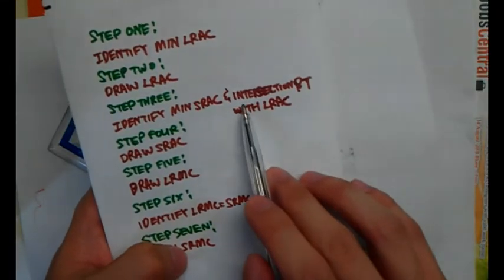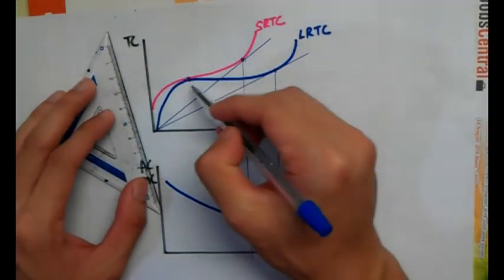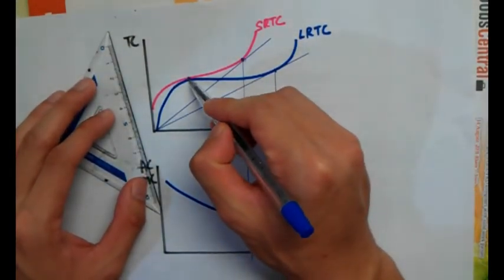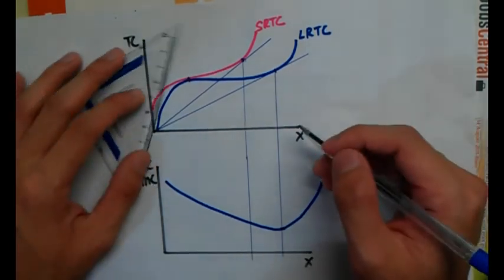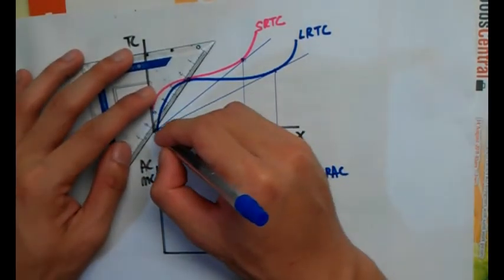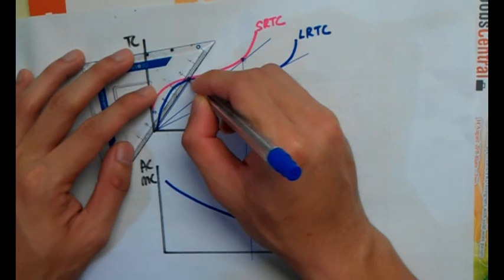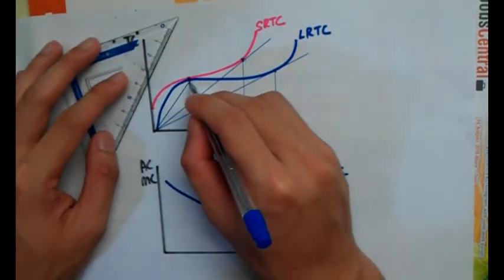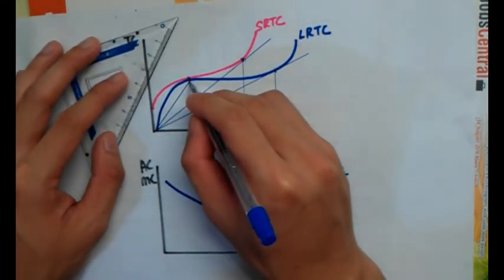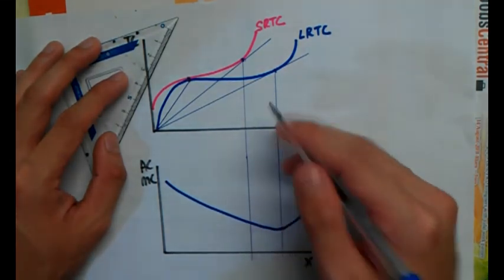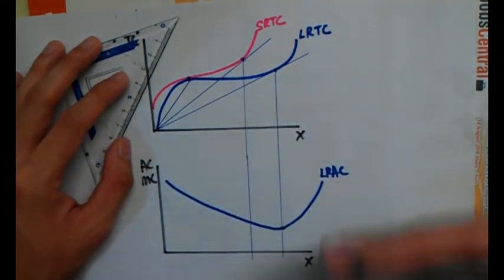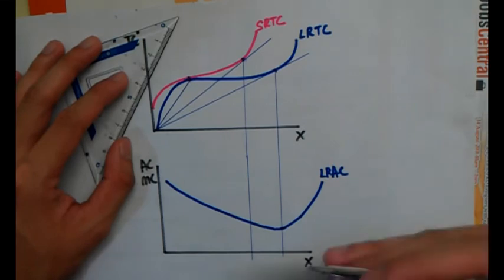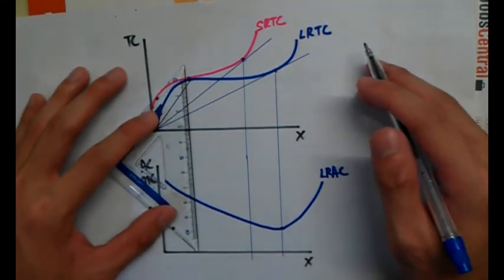Second part of step 3, intersection point with LRAC. How do we find that out? It is always this dotted point over here. Why is that so? Because if I draw a ray from the origin to this point, the ray that meets the LRTC is also the ray that meets the SRTC. So when they share the same ray, that means the average cost is the same.